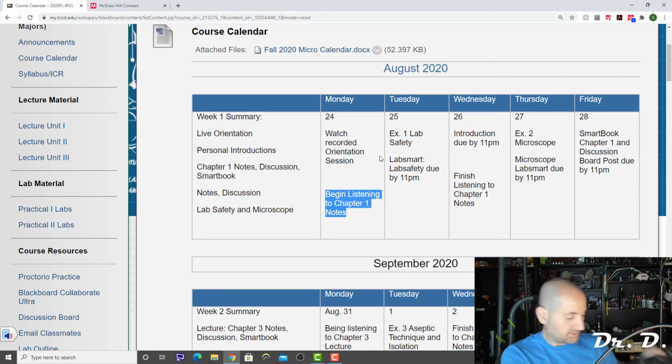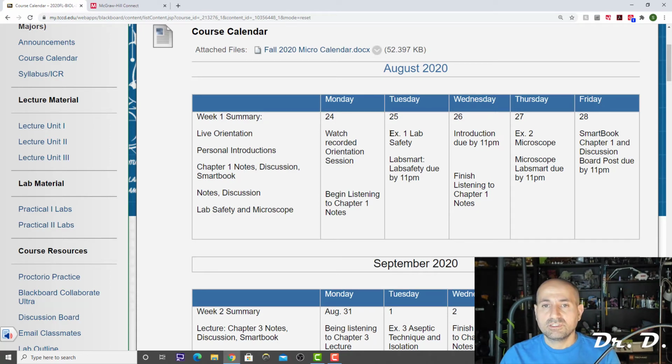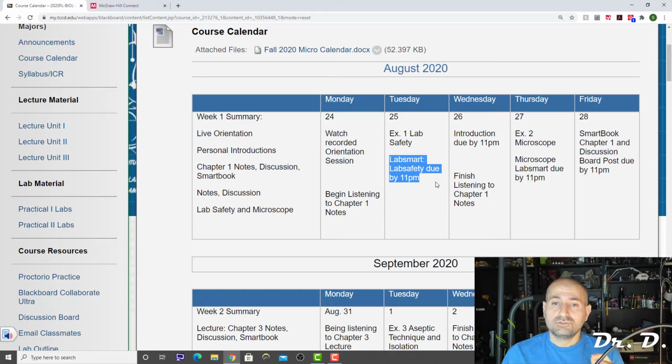You could look up in your book. Okay, and then on Tuesday, so tomorrow, you should read about safety, and you should access your McGraw-Hill Connect so you can do Lab 1 safety. And I know it says here due by 11 p.m., but I'll probably extend that due date till Friday for you. So do the Lab Smart safety assignment by Friday.